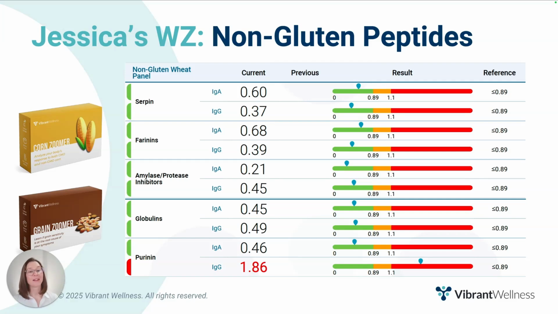In fact, some people are actually more reactive to wheat peptides than to the gluten itself. Another clinical pearl here is that when someone has reactivity in this panel, they often are reactive to other grains as well, especially corn. So if you're taking someone off of wheat and gluten, it's also helpful to run a grain Zoomer and corn Zoomer to make sure they're not replacing one sensitive food with another.